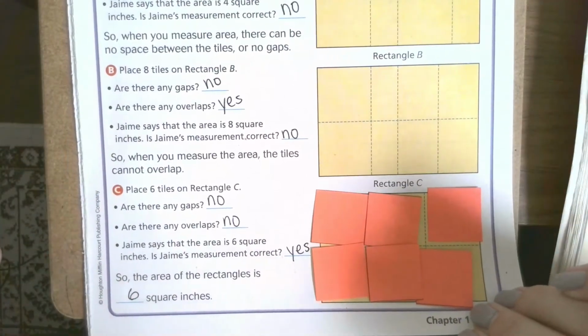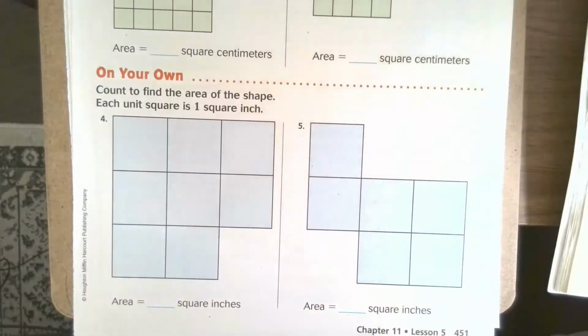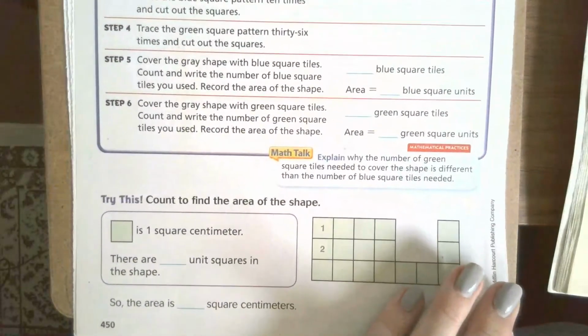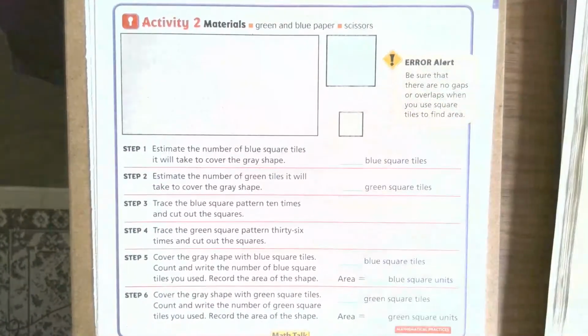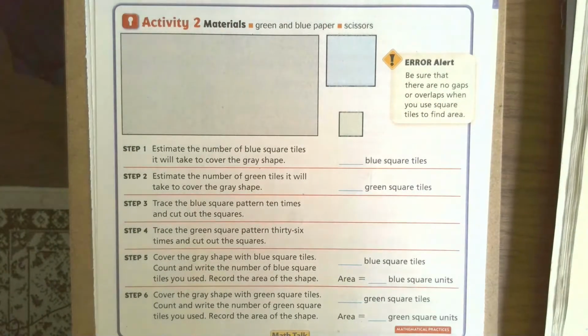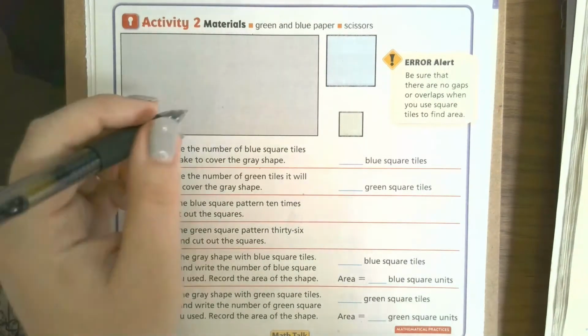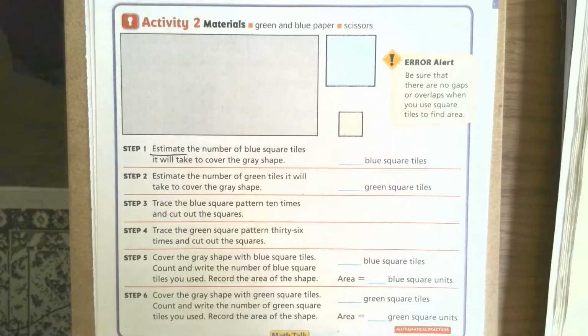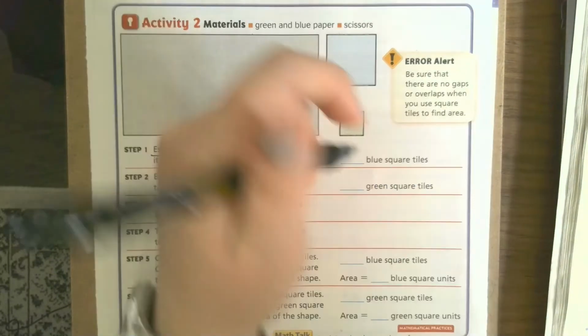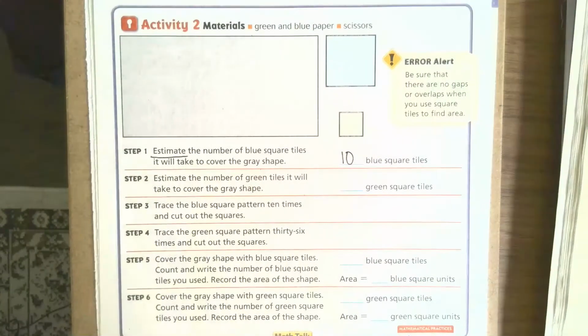Okay. Let's go on to activity 2. I'm going to move my squares over. It says, estimate the number of blue squares that it would take to cover the gray shape. So if I'm estimating, I'm taking a guess. So if the blue squares are up here, I would say maybe it would take, say 10, just by looking at it.